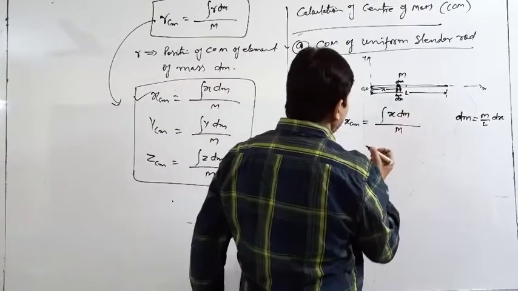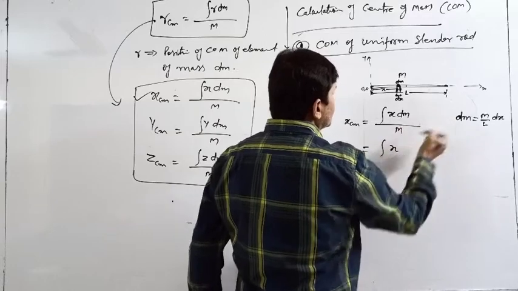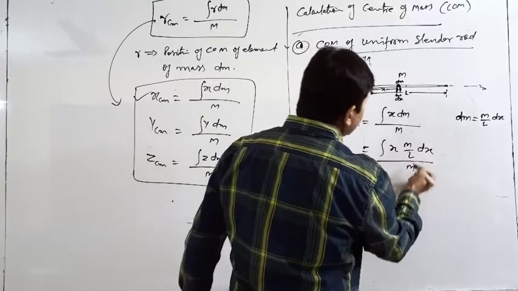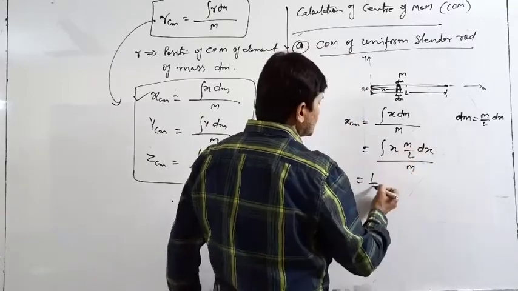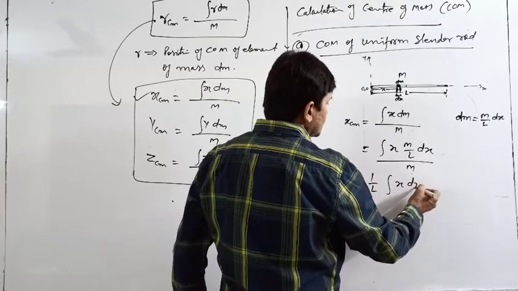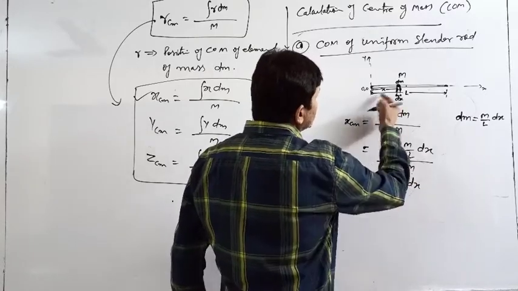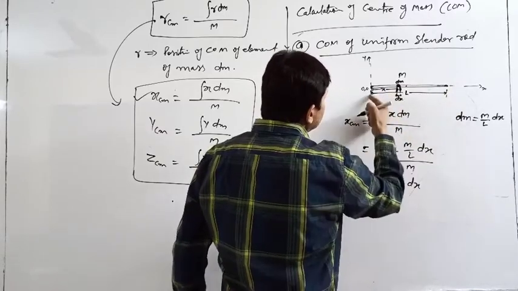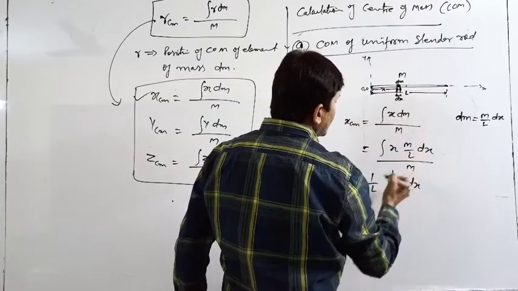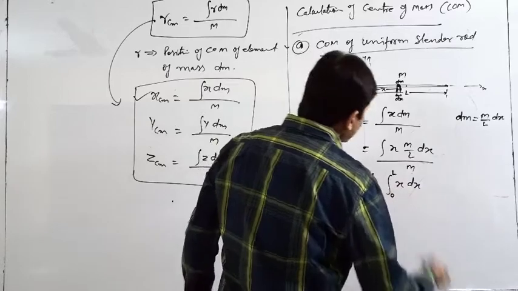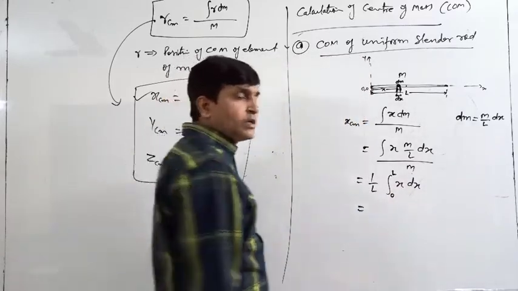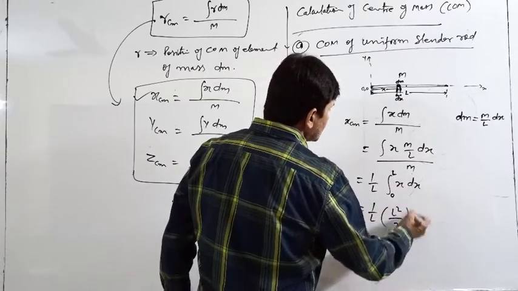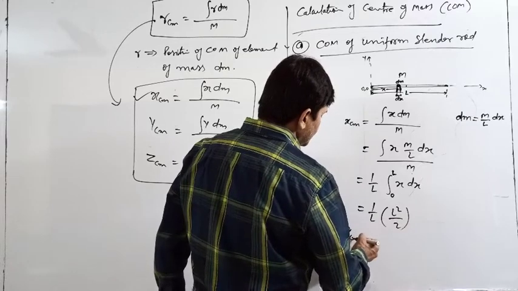Substitute here x dm. This m cancels. L is a constant, you can take it outside. Now, limit from where to where? From here to here. The minimum value of x is 0 and the maximum is L. So integration of x is x square by 2. Substitute the limit. This will be L square by 2. So xcm will come here.